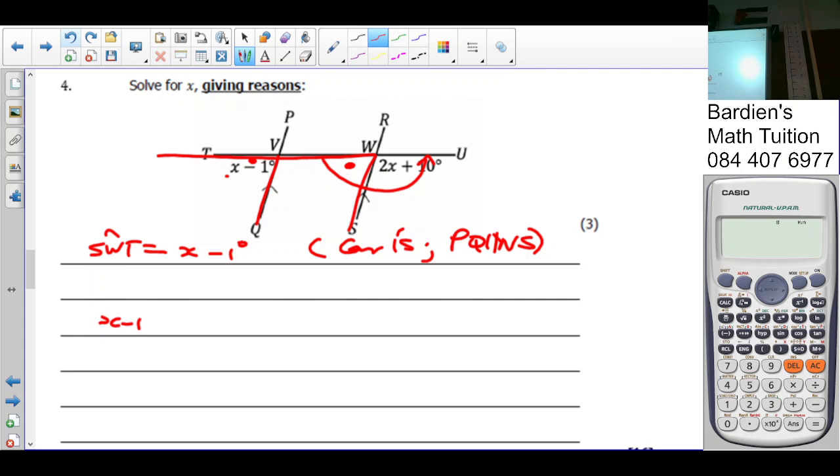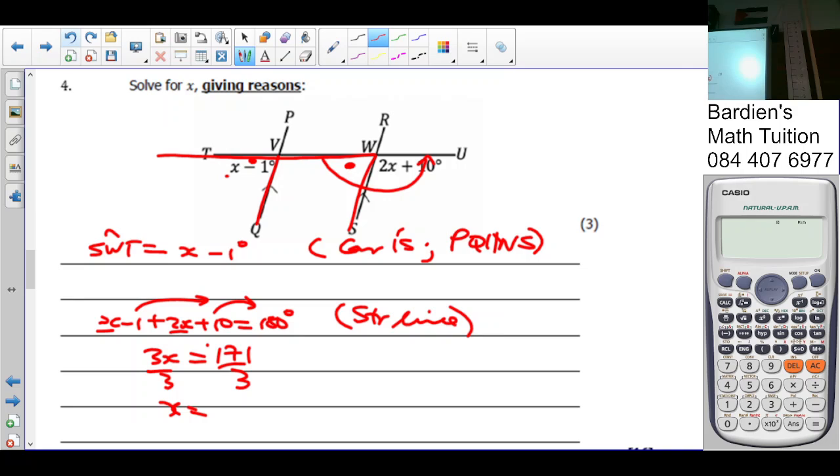So it's going to be x minus 1 plus 2x plus 10 is equal to 180. Why? It's angles on a straight line. So you take everything else over the equal sign. So x plus 2x is 3x equals 180 plus 1 is 181 minus 10 is 171 divided by 3. So x equals, 3 goes into 17 5 times, carry 2, 3 goes into 21 7 times. The answer is 57 degrees. Okay.